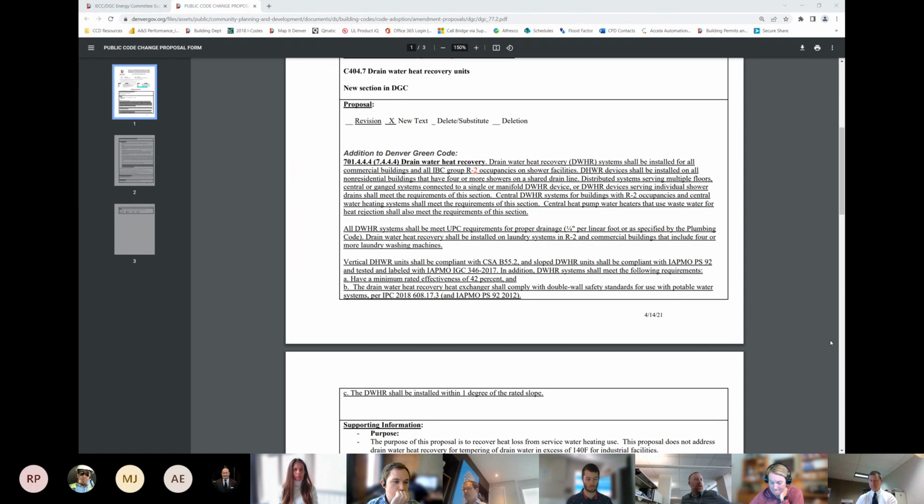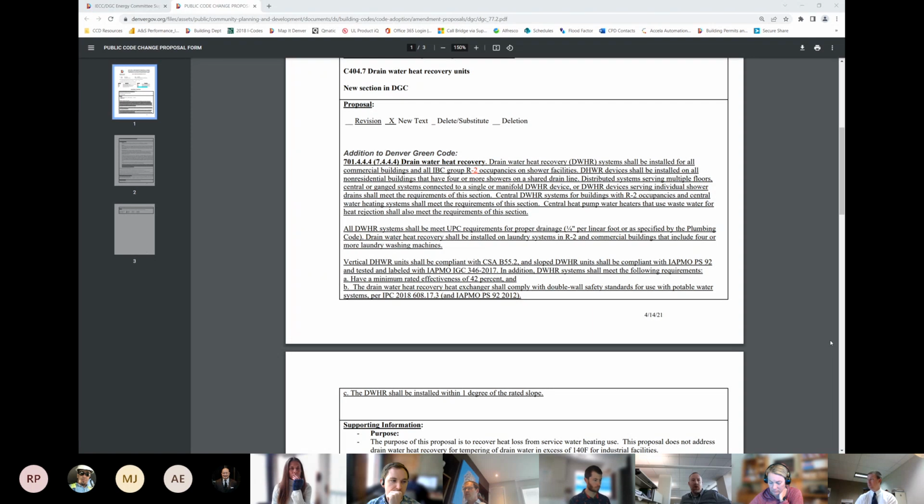Then there's a new requirement when drain heat recovery is required that's introduced here, where the R2 has 4 or more laundry washing machines. And I guess my question would be, why are we limiting the 4 or more laundry washing machines to just R2? Like if there's a commercial laundry, like a coin-op laundry, would there be opportunity for heat recovery to be applied there?